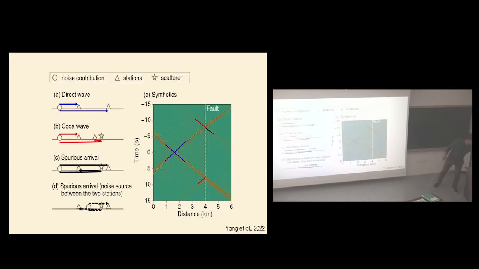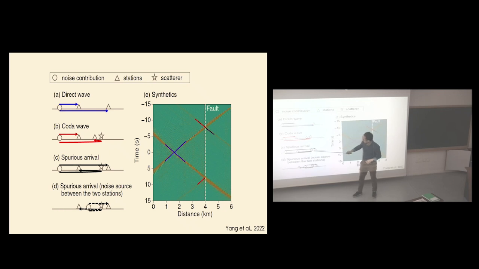We actually get into a little bit more detail here. We can identify, this is a synthetic simulation. We just run a finite difference and we do noise correlation on the synthetics. These are the direct arrivals. So that's if you have a noise source here propagating to the two stations, you get the direct wave. And then you could have a scatter point here. So there could be a true part of the Green's function, go to the scatter and come back. That gives you a coda wave.